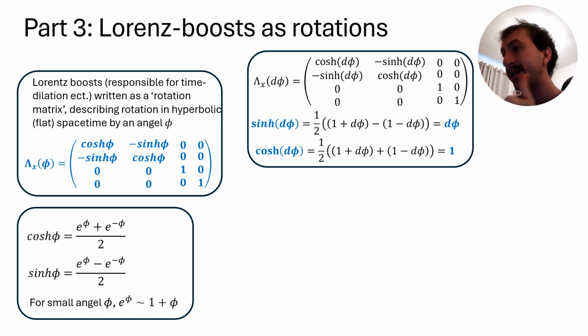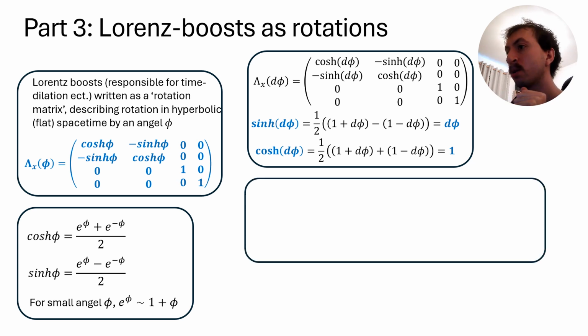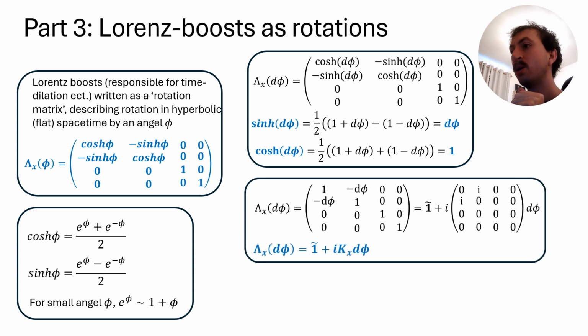Using the idea that d phi is much, much smaller than 1, and also d phi squared is going to be negligible in both the expressions for sine d phi and cosine d phi, because d phi is tiny, so d phi squared is going to be completely ignorable.